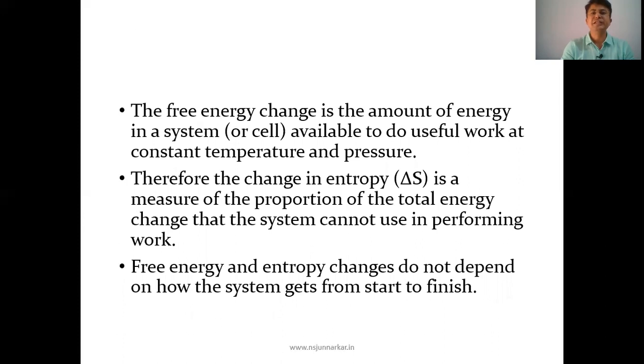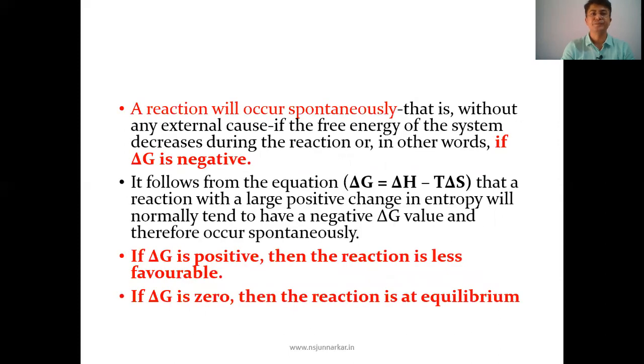The free energy change is the amount of energy in a system or cell available to do useful work at constant temperature and pressure. Therefore, the change in entropy is a measure of the proportion of the total energy change that the system cannot use in performing work. Free energy and entropy changes do not depend on how the system gets from start to finish.